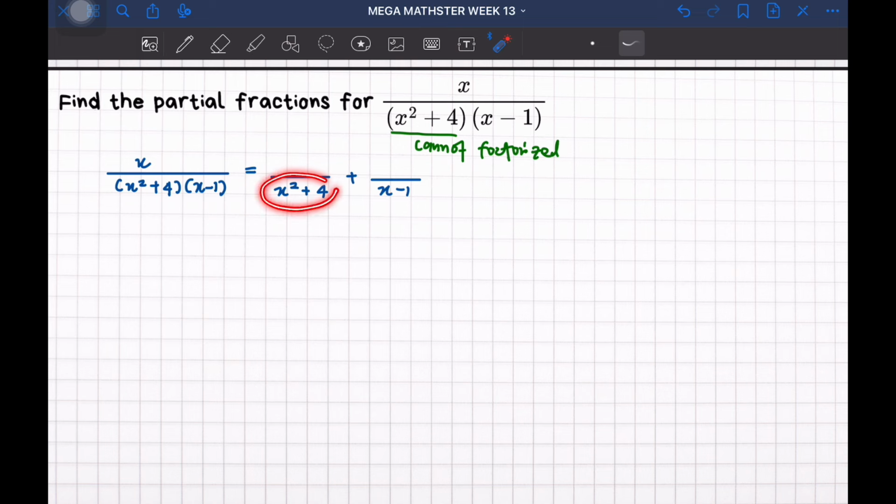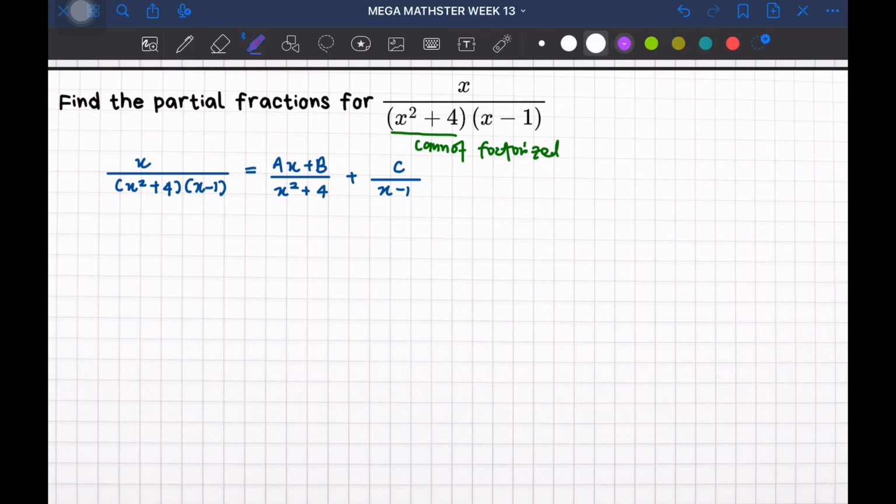For this one, when you have a quadratic that cannot be factorized, what you need to write in the numerator is a linear. Linear means it is in the form of ax plus b. So this one is linear, this one is a constant. Up here it must be in linear form. And for x minus 1, which is just a linear factor, up there is going to be just c.